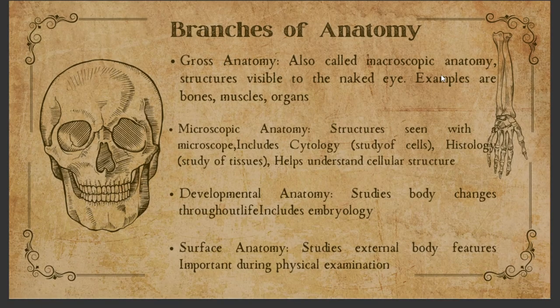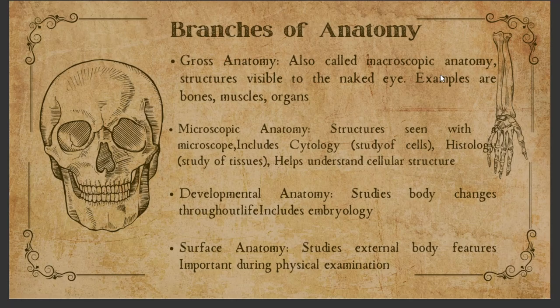So what are the branches in anatomy? We have four. We have the gross anatomy, the microscopic anatomy, the developmental anatomy, and the surface anatomy. Right. So when you talk of the gross anatomy, you're talking about the macroscopic. So these are things you can see. The study of structures you can see with your naked eyes, like bones, muscles, organs.